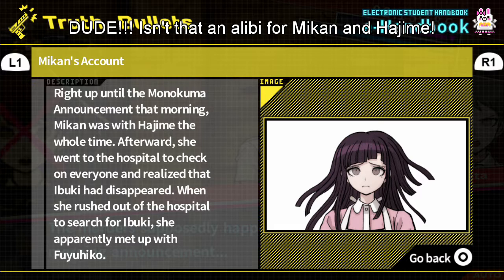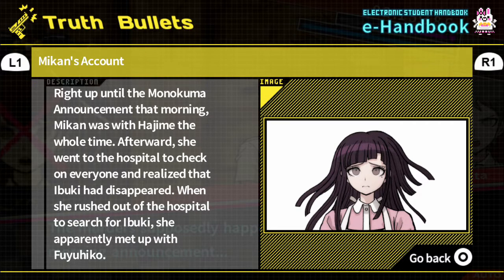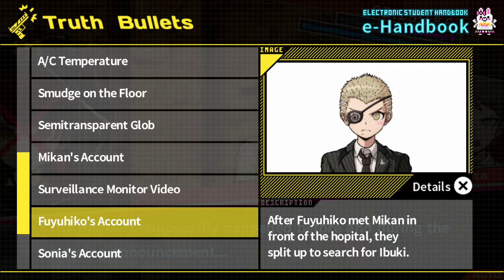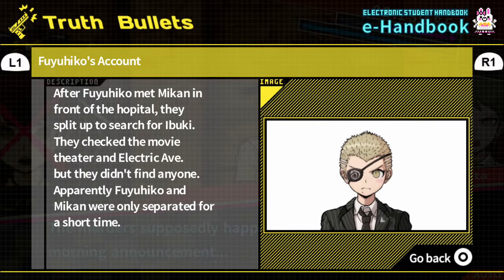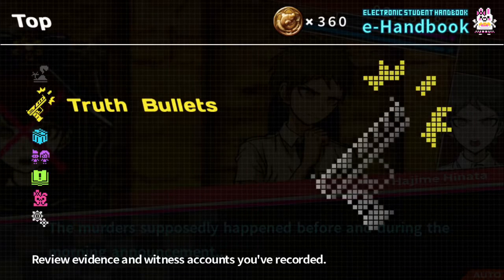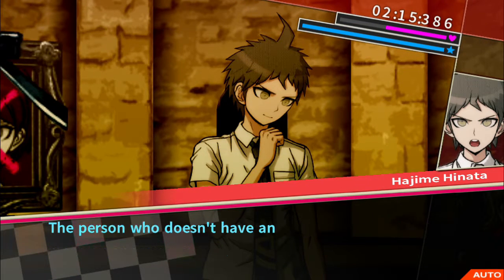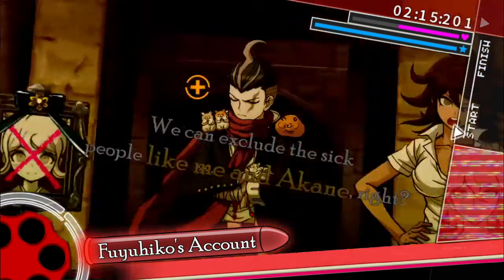Right up until the Monokuma announcement that morning, Mikan was with Hajime the whole time. Afterward, she went to the hospital to check on everyone and realized that Ibuki had disappeared. When she rushed out of the hospital, they met in front of the hospital and split up to search for Ibuki. They checked the movie theater and Electric Avenue. Actually, Mikan's alibi is probably before and during the morning announcement.